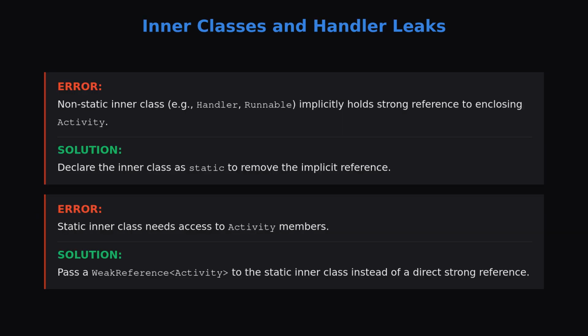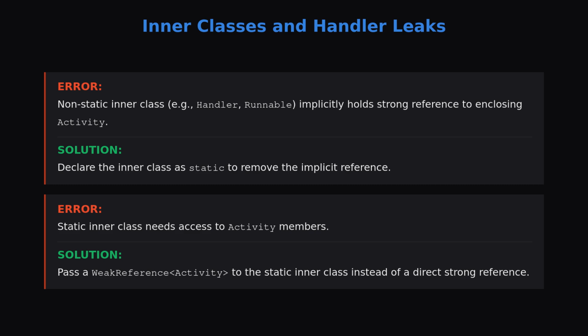Non-static inner classes, including anonymous classes like Runnable or Handler implementations, implicitly hold a strong reference to their enclosing outer class, typically an activity. If an instance of this inner class outlives the activity, it leaks. Common examples include delayed messages posted to a Handler or background tasks like the deprecated AsyncTask. The solution requires declaring the inner class as static.